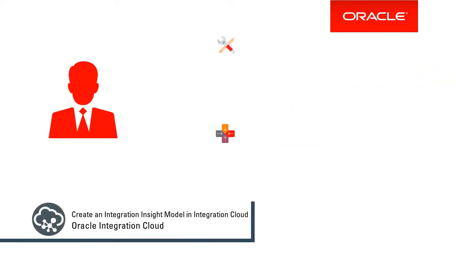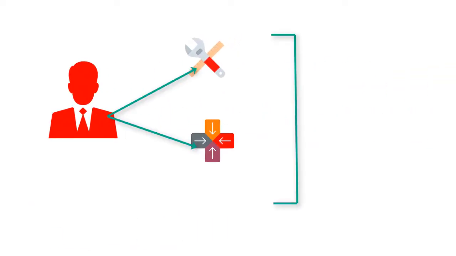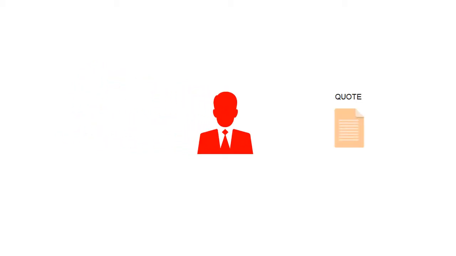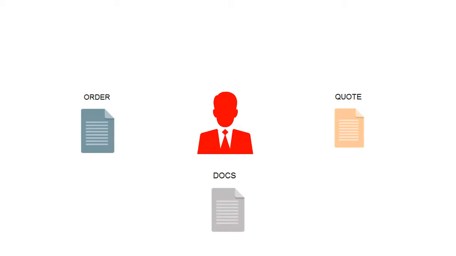Do you want to manage and integrate the tasks of a sales process or other business process? Do you want to automate tasks like approving a quote, generating orders and ordering documents, and entering sales order numbers? Oracle Integration Cloud enables you to do all this and much more.